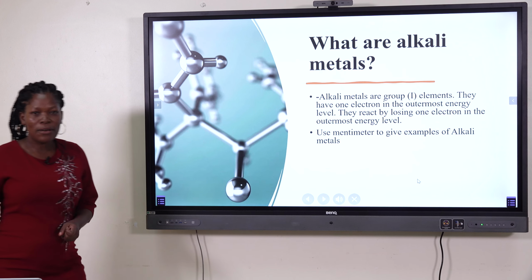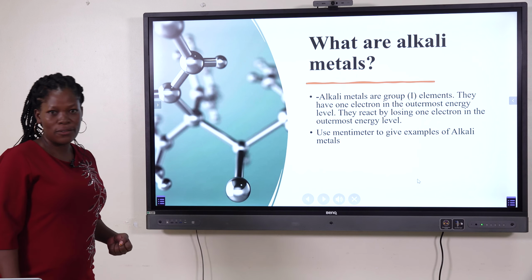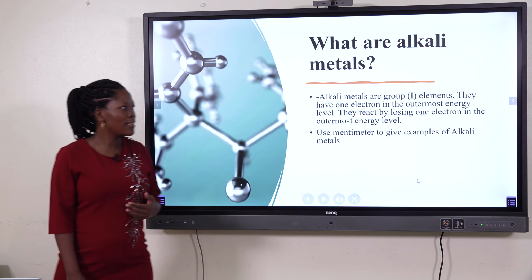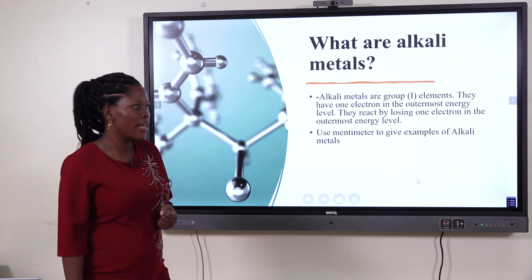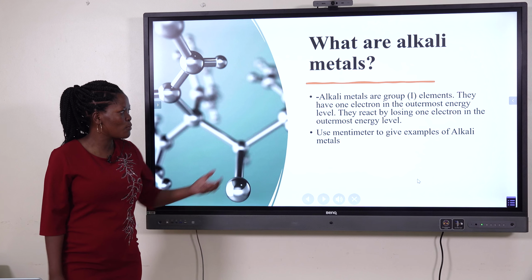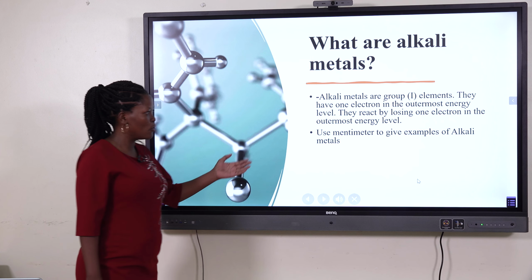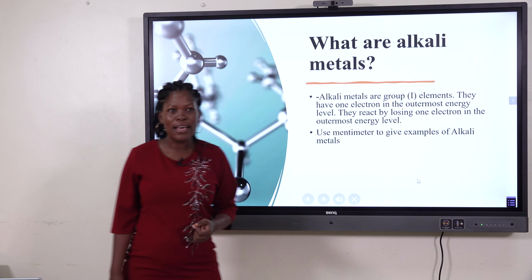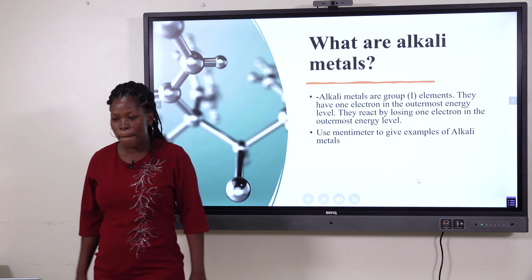Now, we can ask ourselves, what are alkali metals? We are saying alkali metals, they are group 1 elements, and they become stable by losing 1 electron. We have examples of alkali metals, and this one, I request you to go to what we call metimeter and at least give those metals that you think are examples of alkali metals.